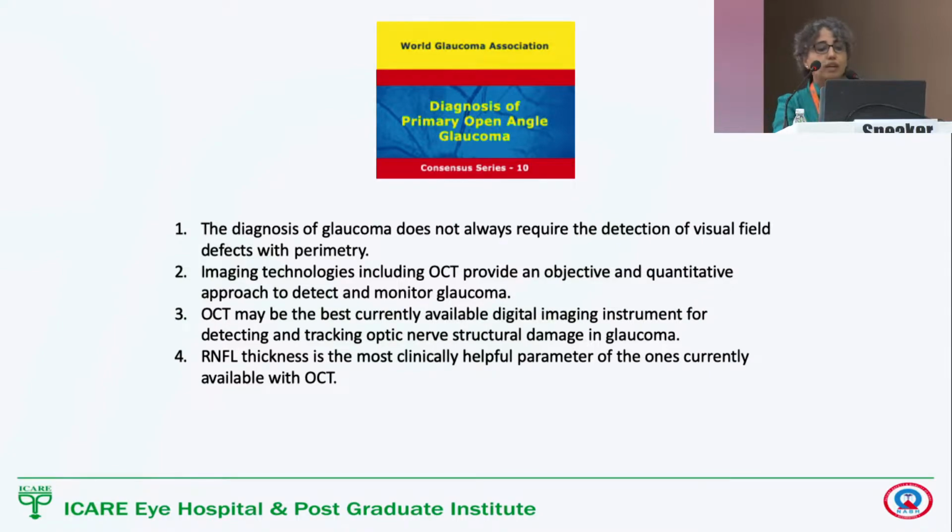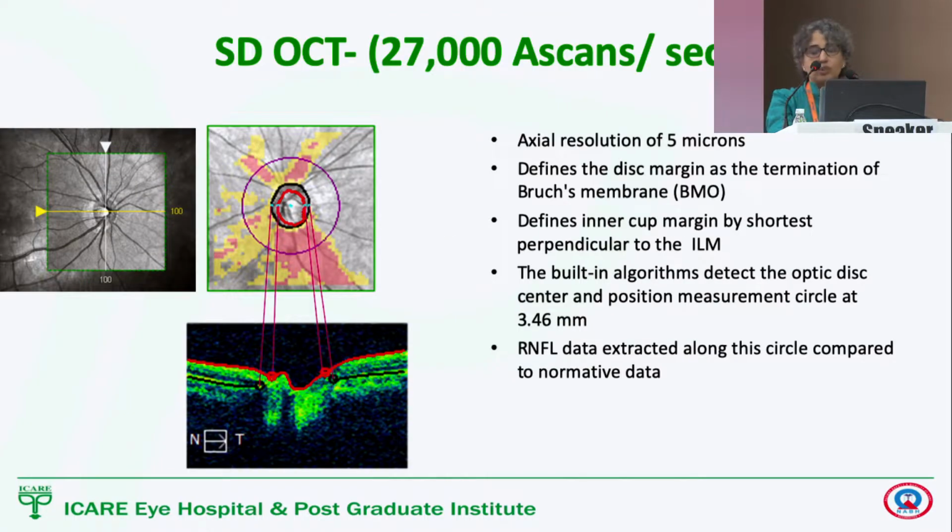OCT right now currently might be the best available digital imaging instrument for detecting and tracking optic nerve structural damage. And they also said in the consensus that RNFL thickness is the most clinically helpful parameter of the ones currently available with the OCT. So GCC and all, I'll touch upon that as well. But the RNFL thickness evaluation probably is the most important one that you would like to use in your clinics.